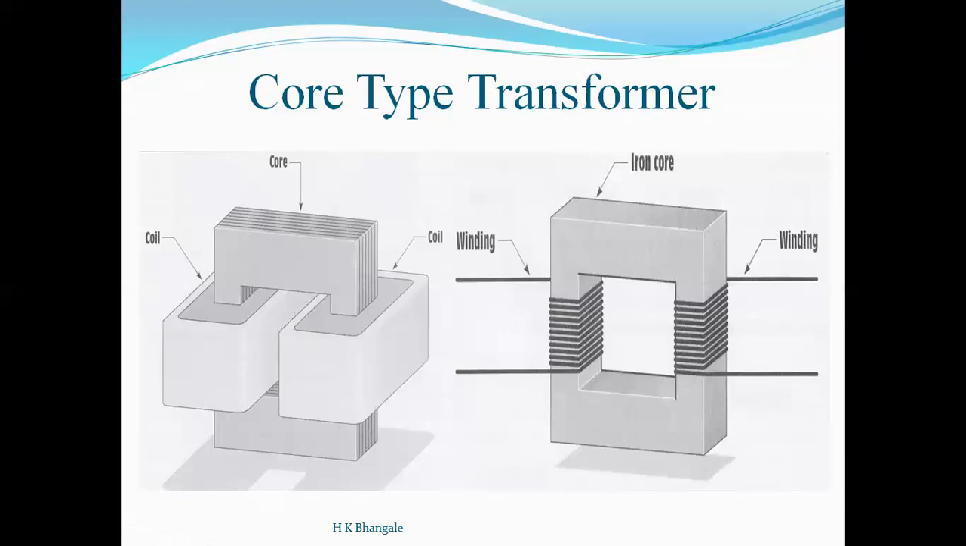The core is made up of a large number of thin laminations. As the windings are uniformly distributed over the two limbs, the natural cooling is more effective. The coils can be easily removed, by removing the laminations of the top yoke, for maintenance work. For maintenance work, you can remove the windings also. So this is about the core type transformer.